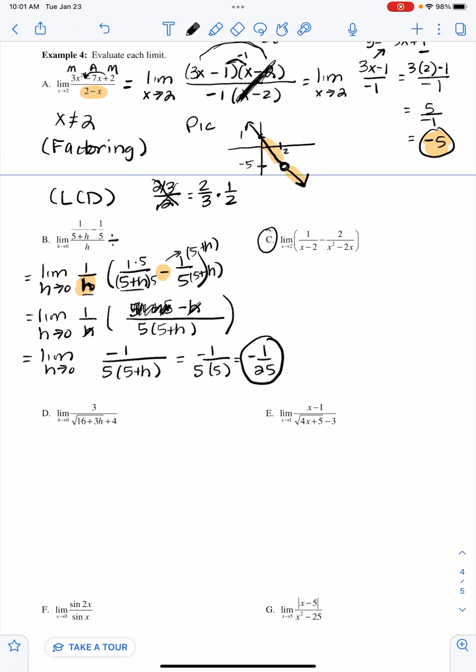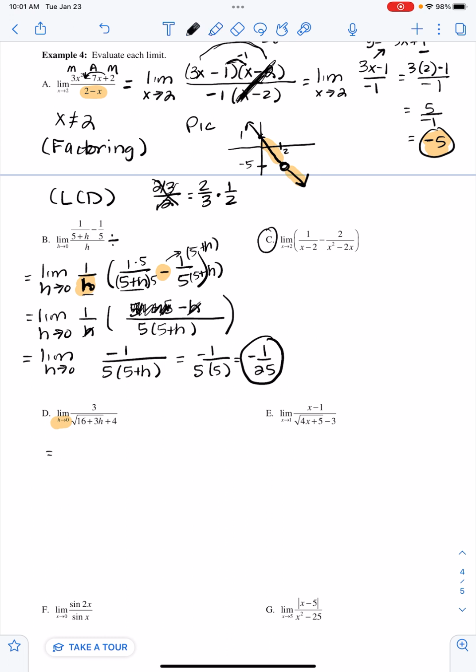and this kind of brings us back to when we first started evaluating limits, which we should always try first. We should try to do the plug-in. So on parts A and B, we were not able to do that because when we plugged in, we got division by 0. But here, I think direct substitution is going to be just fine for us.